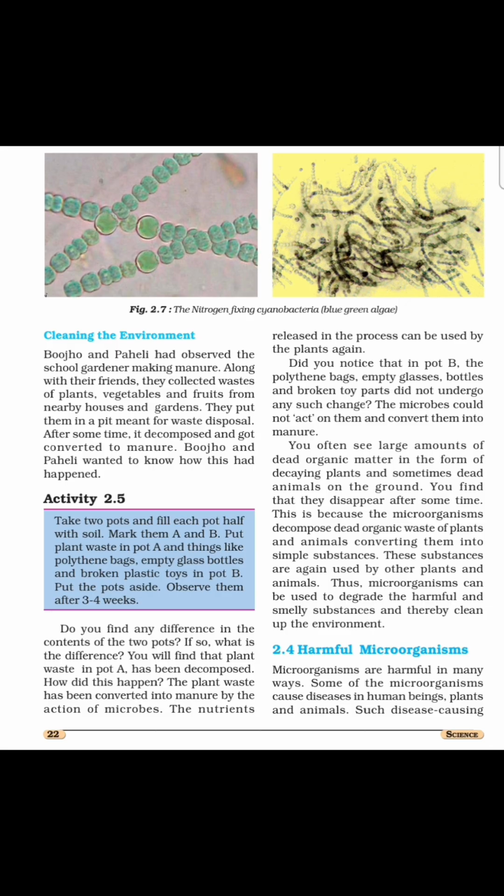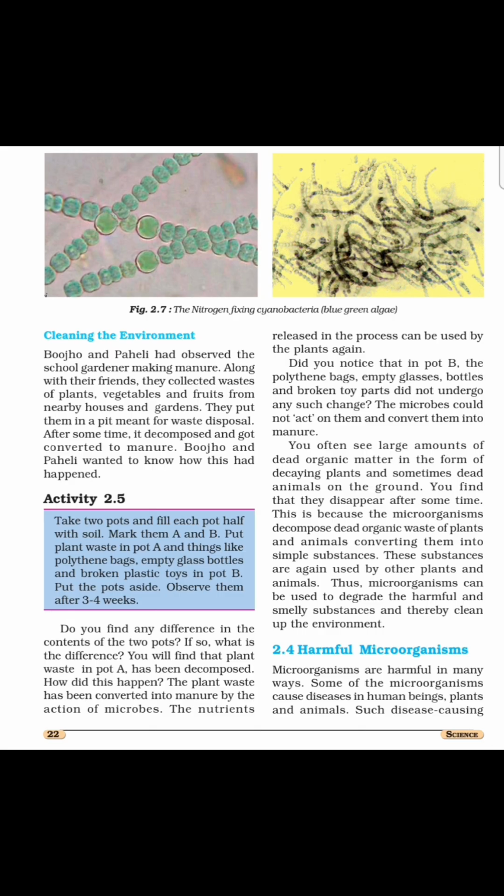And the contents of pot B, meaning the polythene, glass, and plastics, will not decompose. This is because microorganisms do not have enzymes or mechanisms to break down the complex chemical structures of these synthetic materials.